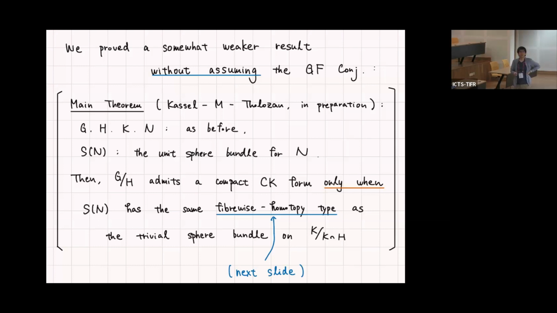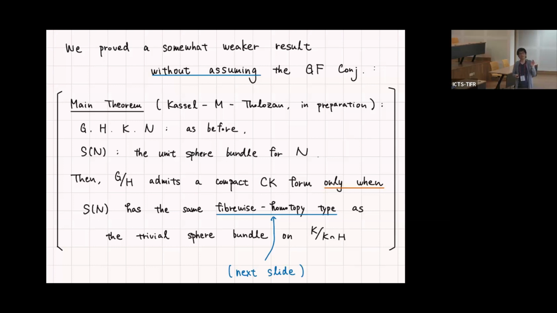Only when this sphere bundle has the same fiber homotopy type as the trivial sphere bundle on K mod K intersection H. So this condition is somewhat weaker than saying that N is trivial as a vector bundle. So this is a homotopical statement instead of the vector bundle isomorphism. So it's somewhat weaker, but not really very weaker. It is still a very strange constraint, as I will explain.